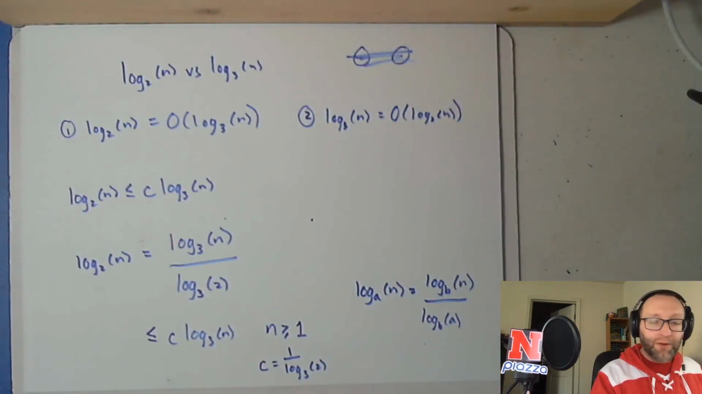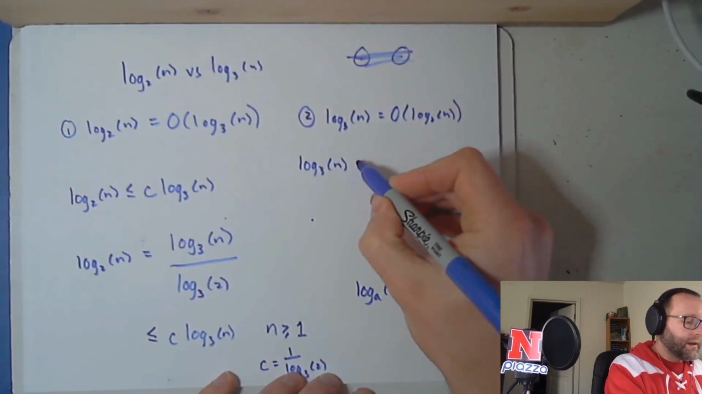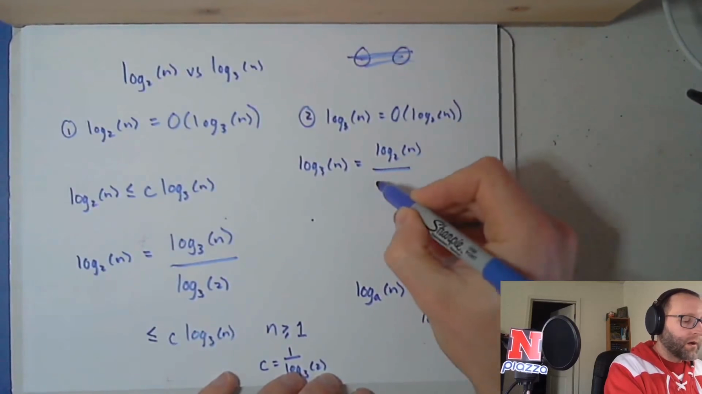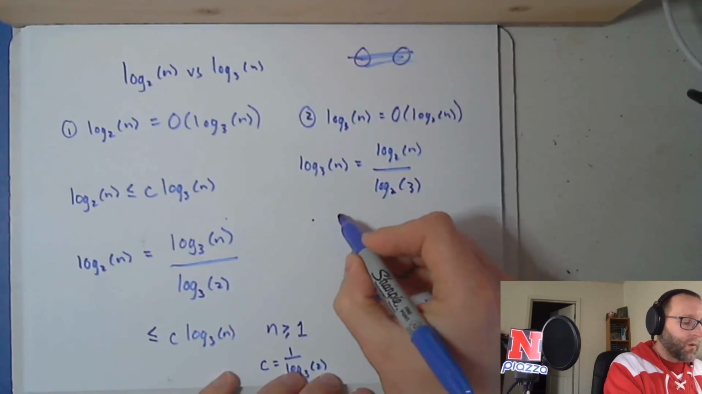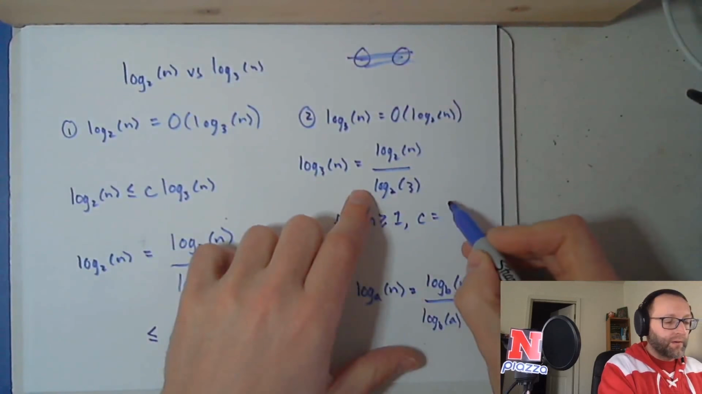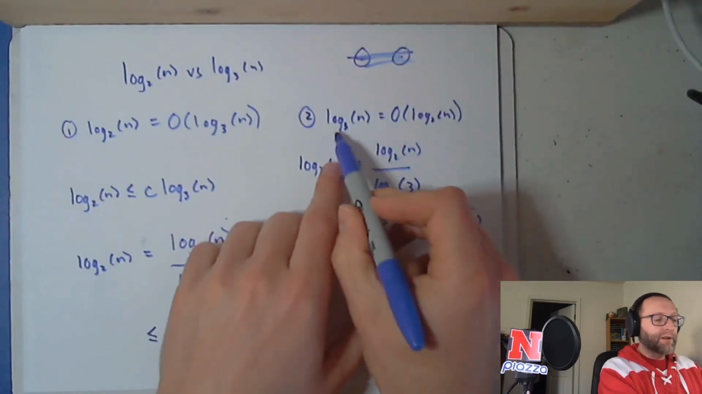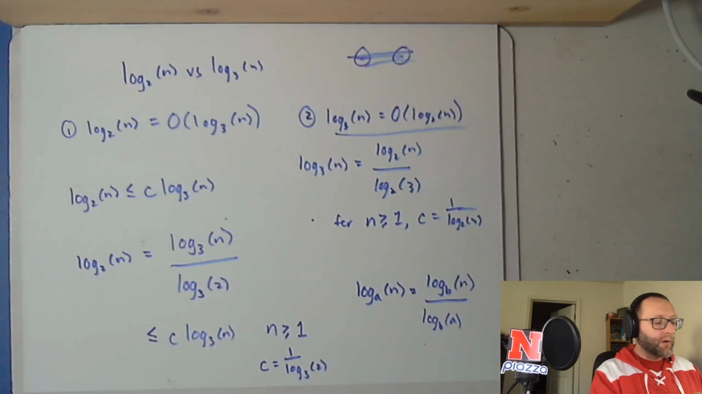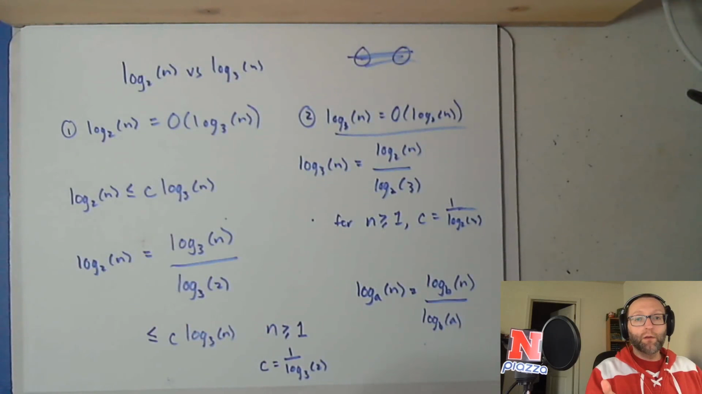I can do the same thing with the other part, right? I can establish that log base 3 of n is equal to log base 2 of n over log base 2 of 3. So for n greater than or equal to 1, and c being, now this is the other one, log base 2 of 3, then I've established this relationship right here. That tells you that logarithms have the same order of growth. Linear functions have the same order of growth, right?